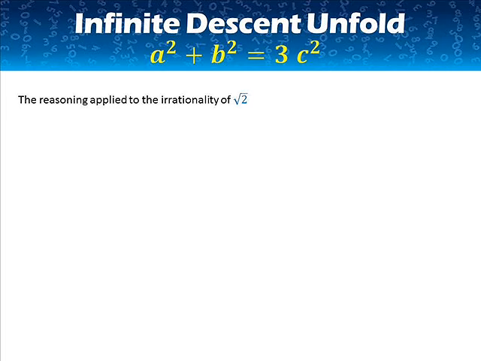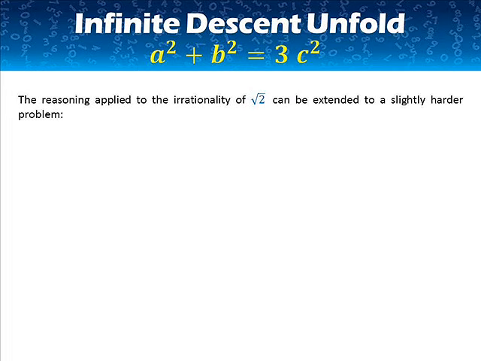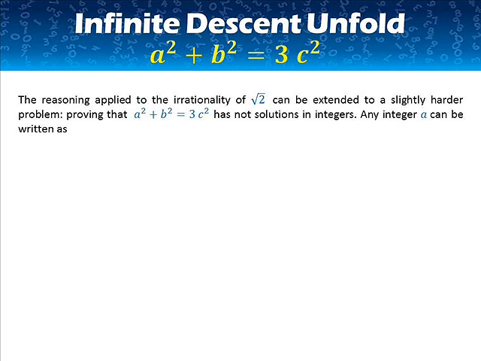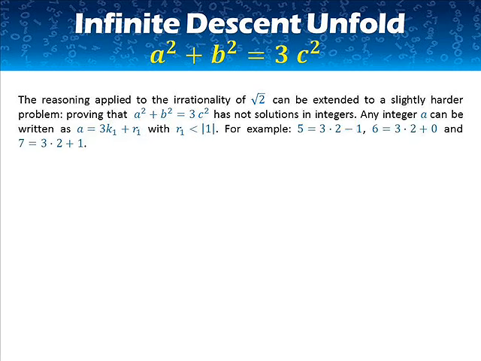The reasoning applied to the rationality of the square root of 2 can be extended to a slightly harder problem, proving that a sum of 2 squares equals 3 times another square has no solution in integers. Any integer can be written as 3 times a quotient plus a residue, with the residue being smaller than or equal to 1 in absolute value. See, for example, 5, 6, and 7, whose residues are -1, 0, and +1.